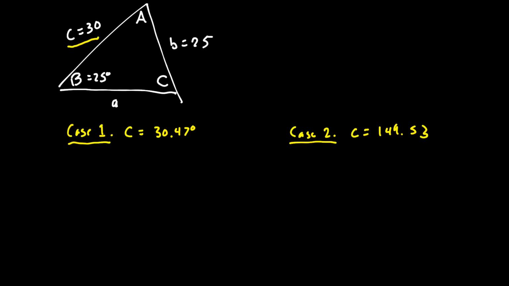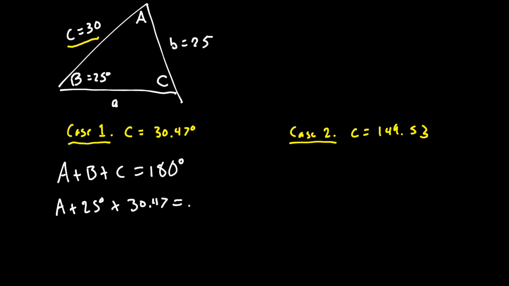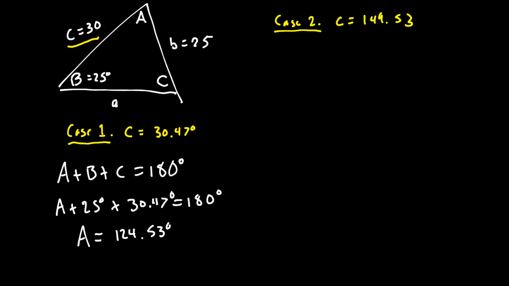Let's solve the triangle for case 1 first. We know that the sum of the angles of our triangle should be equal to 180 degrees, and we know what B and C are. So what we can do is solve for A. Solving for A, we're going to get that this is equal to 124.53 degrees. Now for case 1, we found all the angles. We have 2 of the sides, and so we need to find the last side.